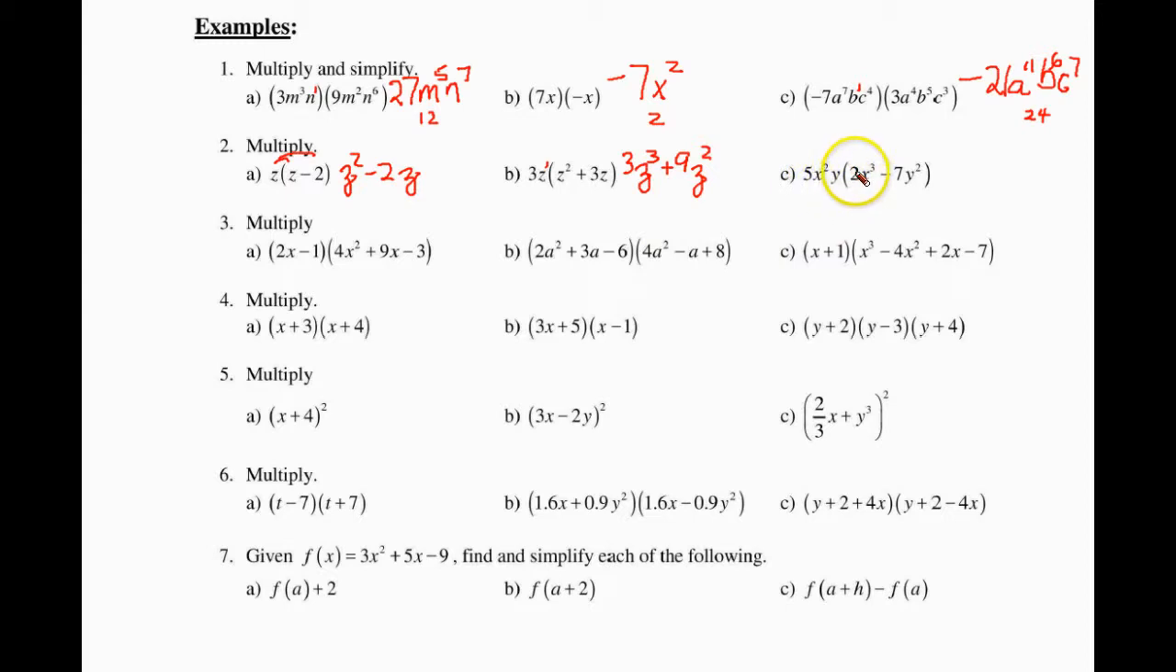Now notice one of these is positive, one is negative, so we have to be careful of our signs. So 5 times 2 is 10, x to the fifth, adding your exponents, and then just the y. And then this will be a minus. 5 times 7 is 35, x squared. Now y to the third.